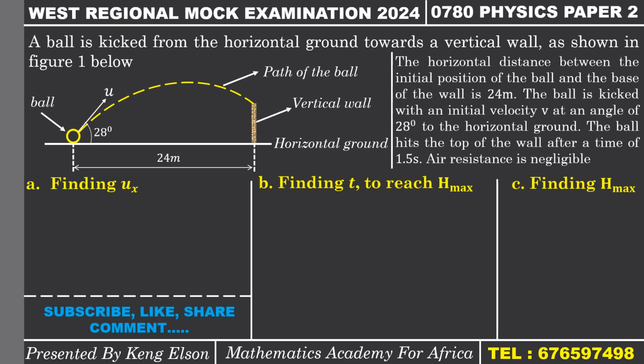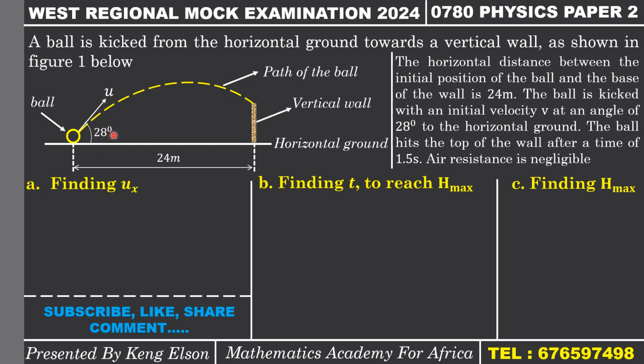Okay, so we have three questions here and I'll be very brief and very explicit with my solutions. First question, we need to calculate the initial horizontal component of the velocity of the ball. So the ball was projected, according to the question, from the horizontal ground, and there was an angle that the initial velocity makes with the horizontal.